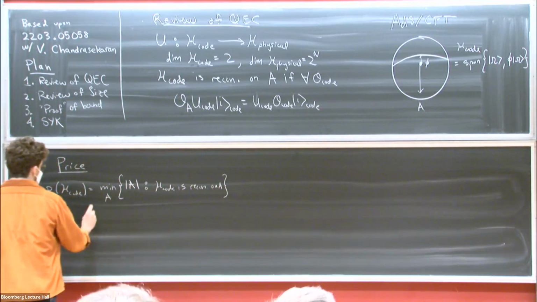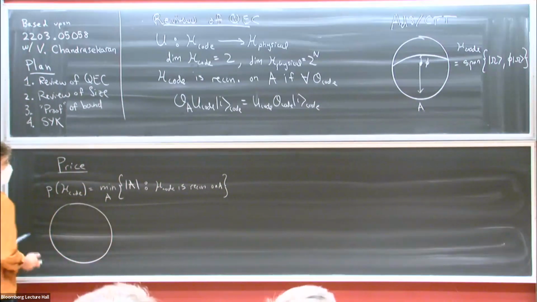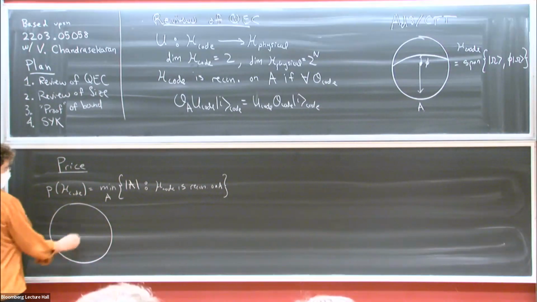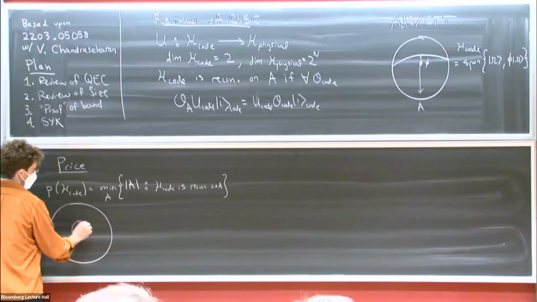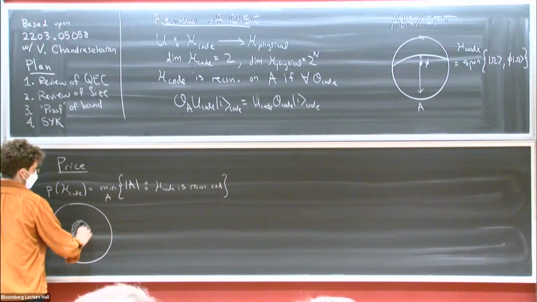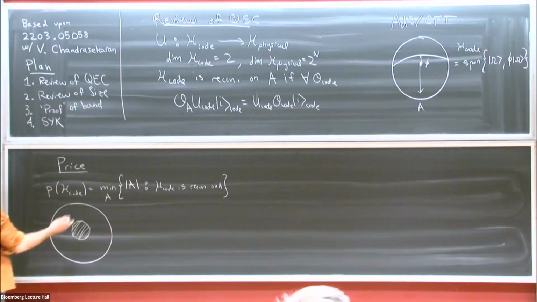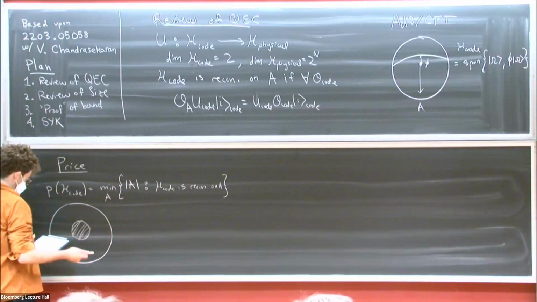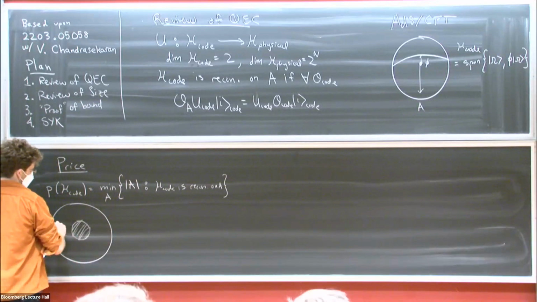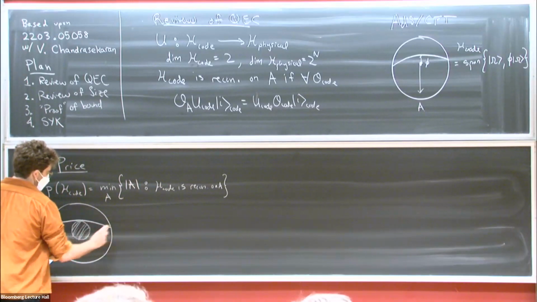You can imagine a situation in AdS/CFT where your code subspace is associated to a blob of qubits somewhere in the bulk. Maybe you have many qubits, or many degrees of freedom, sitting around in some region in the bulk, maybe like a black hole. And the price is related to the minimal region that can reconstruct this.